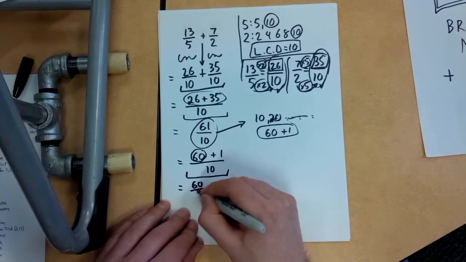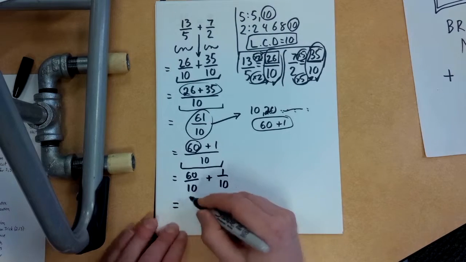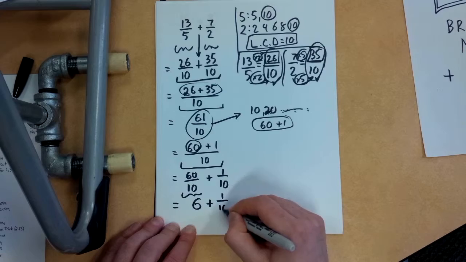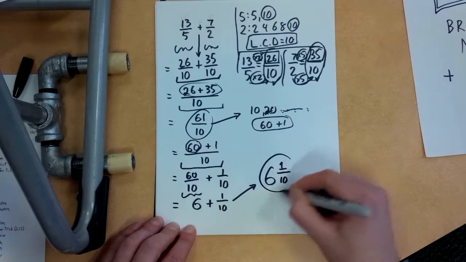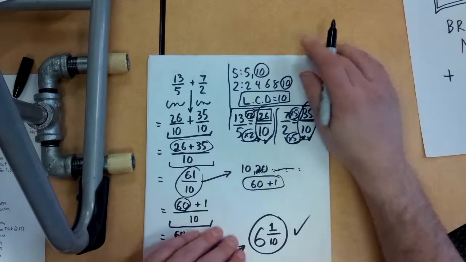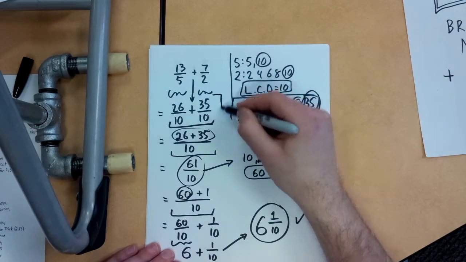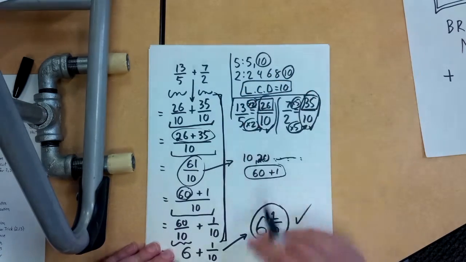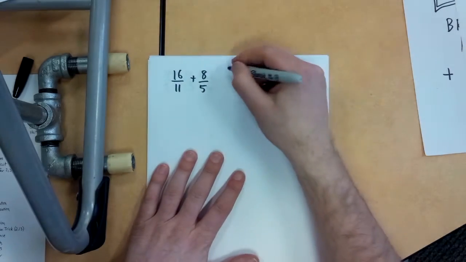So that's 60 divided by 10 plus 1 divided by 10, and that's going to be 6 plus 1 divided by 10, or 6 and 1 divided by 10. Okay, so that's how we get to the bottom of that one. Lots of this stuff here. Again, I'm promising the faster you get with everything from here to here, you will be so much better off in the future. I promise you.